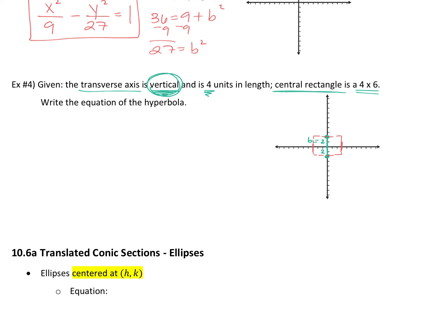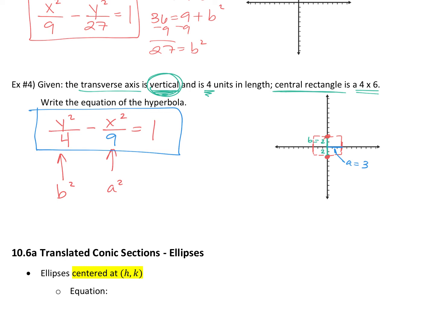Pay attention to that. So to write the equation, is this an X squared or Y squared first? Y squared, because your vertices are on your Y. So Y squared over something minus X squared over something equals 1. What's going to go here? That's going to be your B value squared, right? So that's 4. 2 squared is 4. What's going to go here? 9. It's your A value, right? A would be this length. So you have an A value of 3. So 3 squared is 9, and that is your equation.